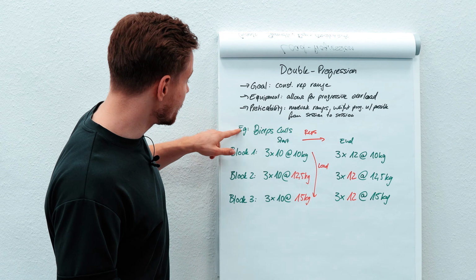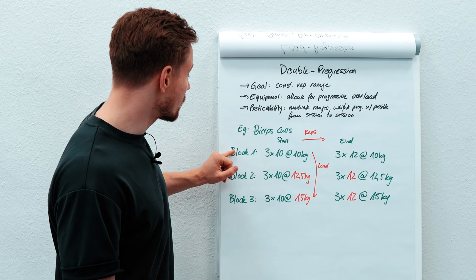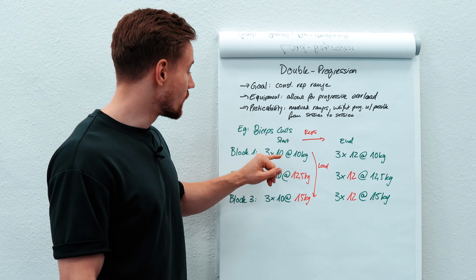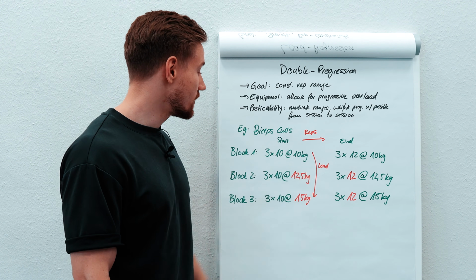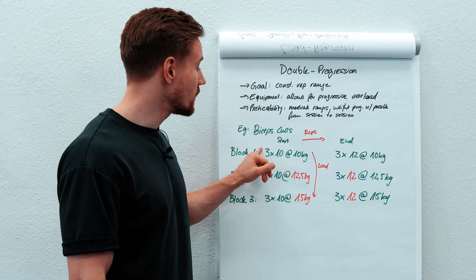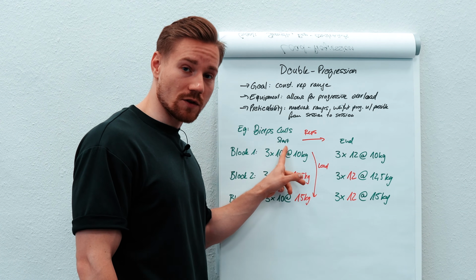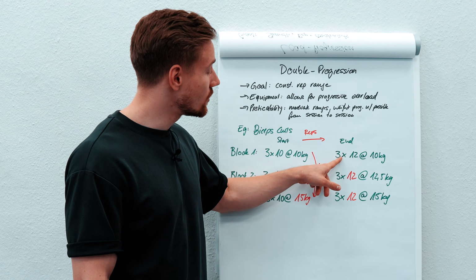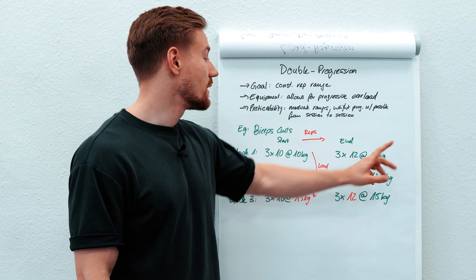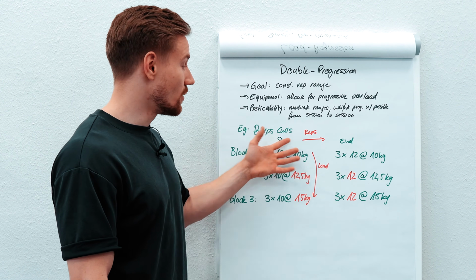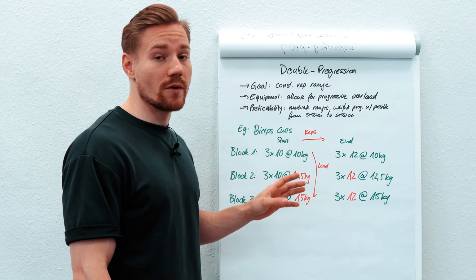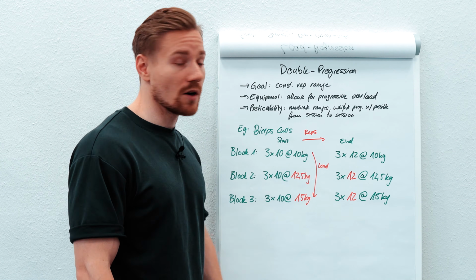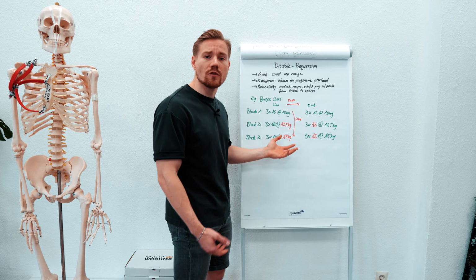So for our resistance exercise, the biceps curls, we start our first block with 3 times 10 at 10 kg. That's the starting point. And over the course of block number 1, we're just adding a couple of reps. So we're ending the block with 3 times 12 at 10 kg. Meaning if the block length is 4, we added every 2 weeks a repetition, which could be a reasonable progression.